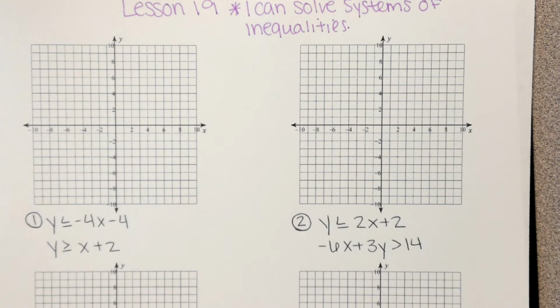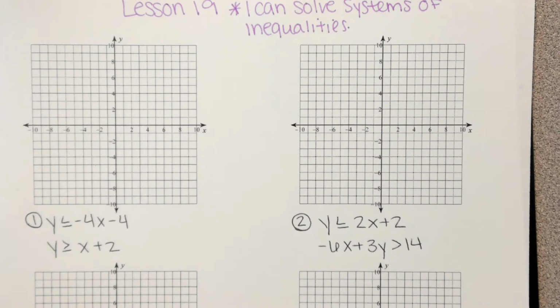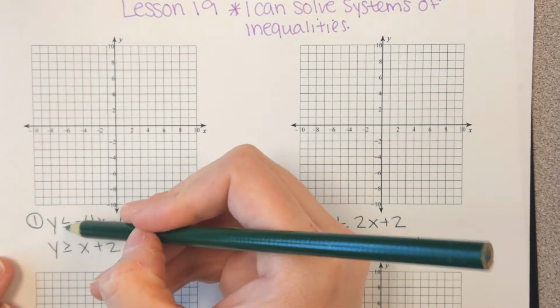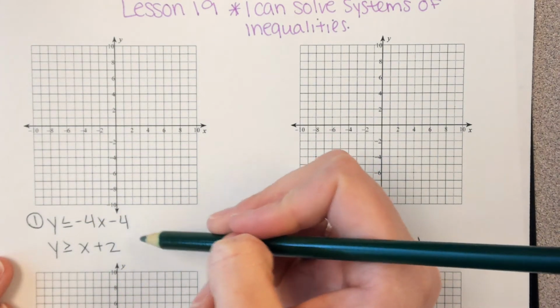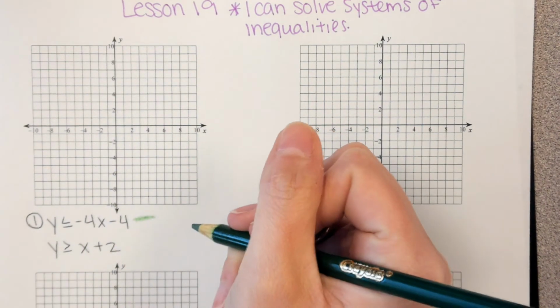This is review for you for the most part. So we'll just look at what the graph should look like, and we'll talk about the different kinds of lines and go from there. Okay, so number one, we're given y is less than or equal to negative 4x minus 4. I'm going to use this green color to graph that line.